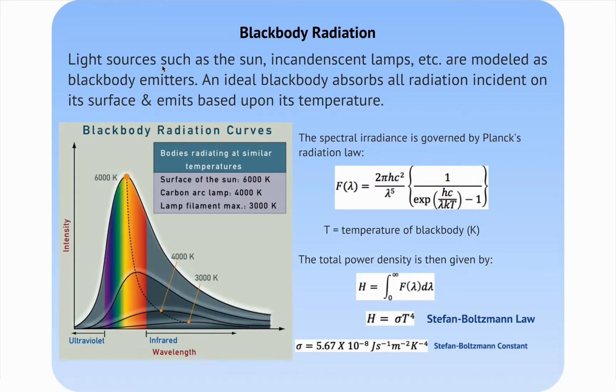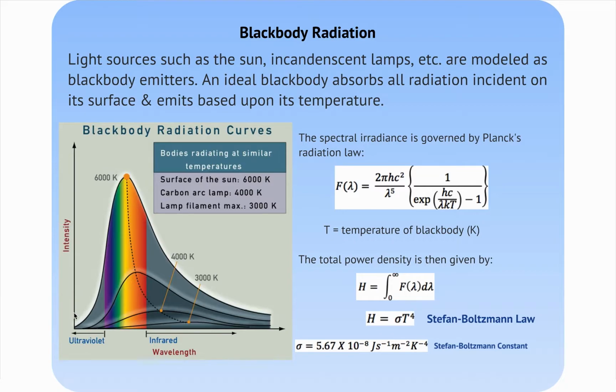Okay, and the reason we need to understand this is because this allows us to analyze different light sources without having to go through all the numerical stuff. It allows us to gain intuition into light sources. So light sources such as the sun, incandescent lamps, etc. are modeled as blackbody emitters. An ideal blackbody absorbs all radiation incident on its surface and emits based upon its temperature. Okay? So a blackbody is represented by what's called a radiation curve, and the radiation curve varies with temperature.